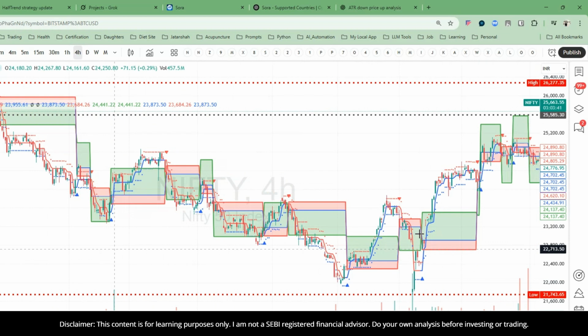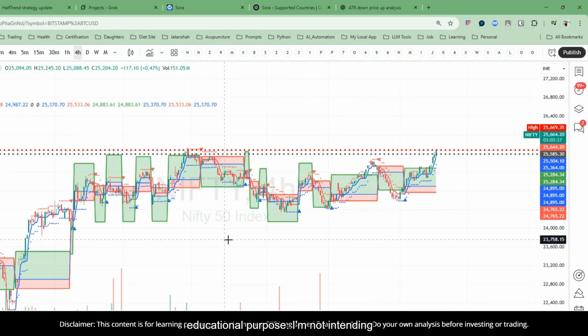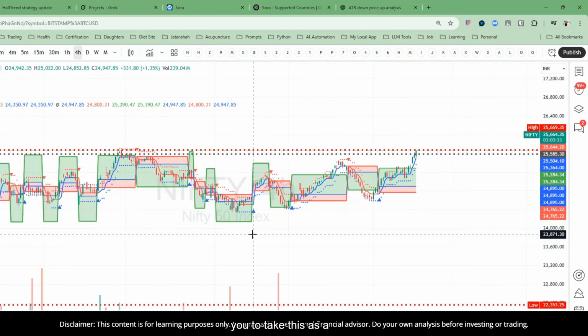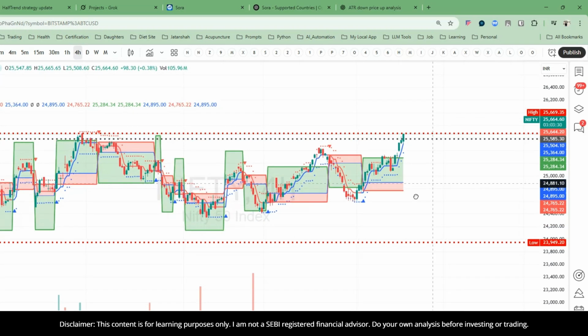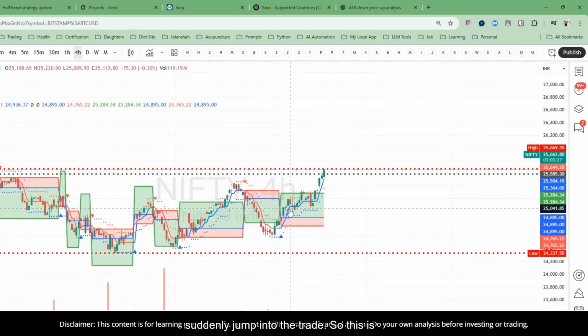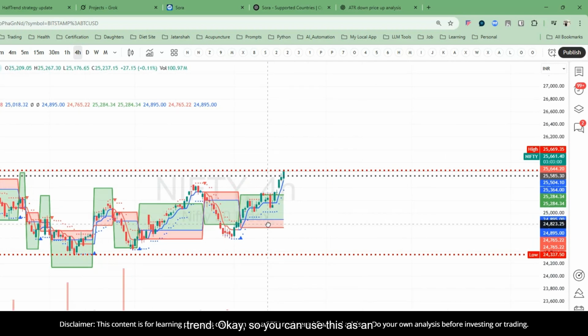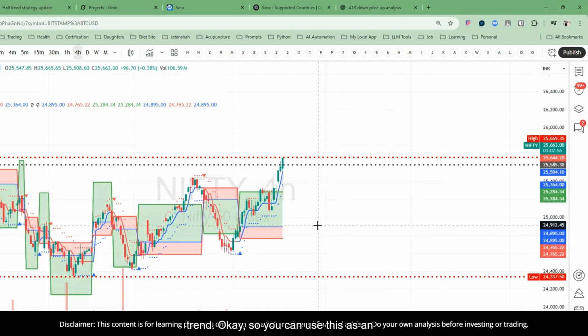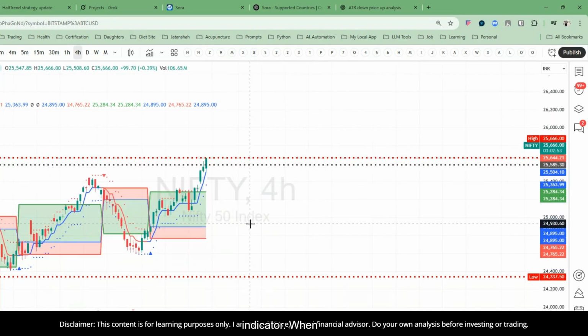But again, whatever I'm sharing, it is for educational purpose. I'm not intending you to take this as a confirmation indicator where you can suddenly jump into the trade. This is actually going to help you along with whatever knowledge you already have. For example, you may have some indicator to identify the trend, or you may be fundamentally researching the stocks. In those scenarios you can use this to identify the trend. So you can use this as an additional indicator, not a primary indicator.